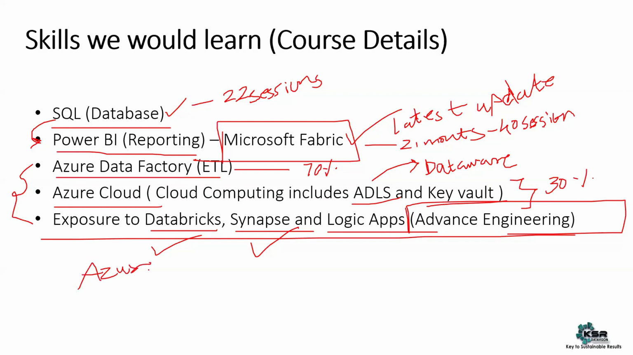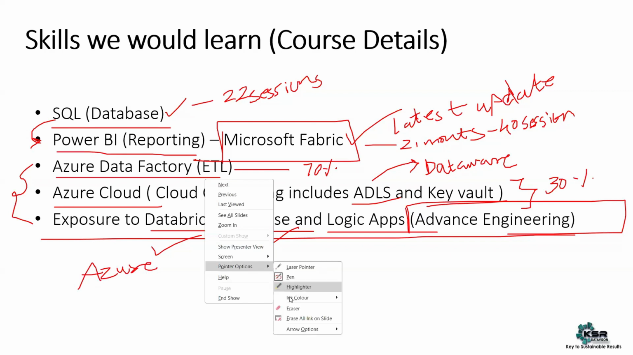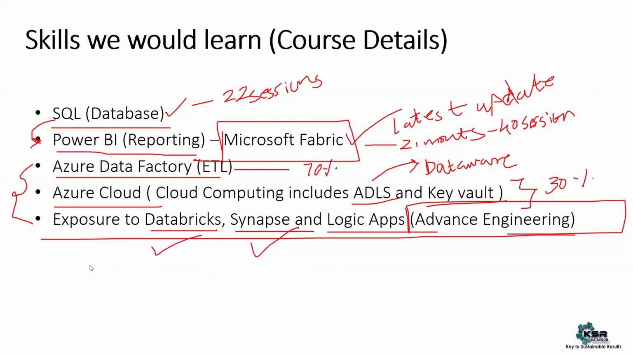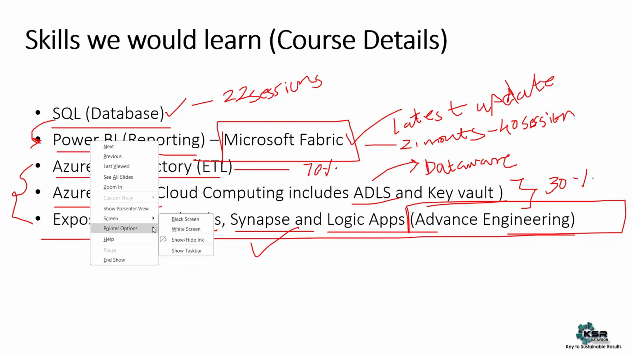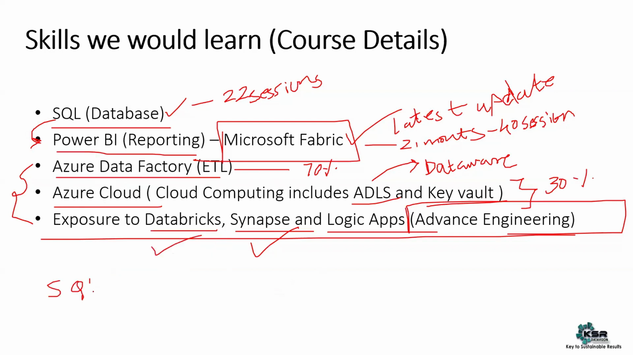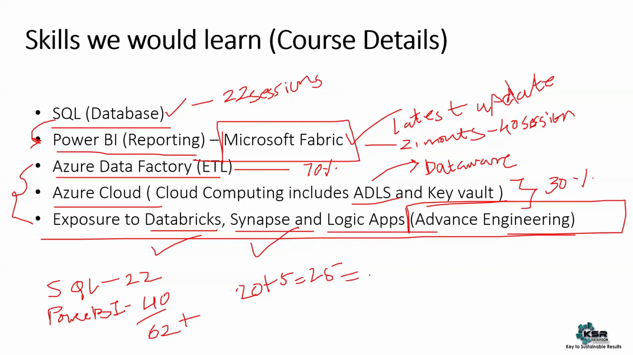So how would the bifurcation be? SQL, you would be starting with 22 sessions. Then we would be learning Power BI. Power BI would be in detail. So we would be learning Power BI in almost 40 sessions. So how many sessions? 62. And 20 more sessions, 20 to 25, it would be 25 plus 5. So 25 sessions we would be learning Azure.